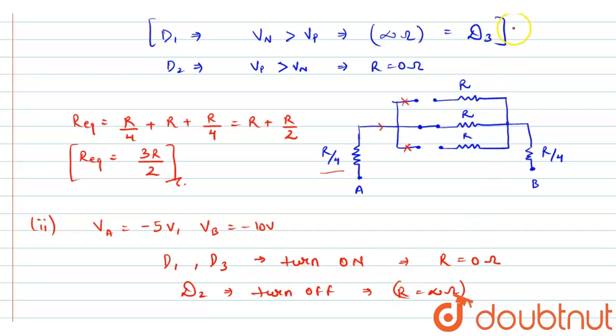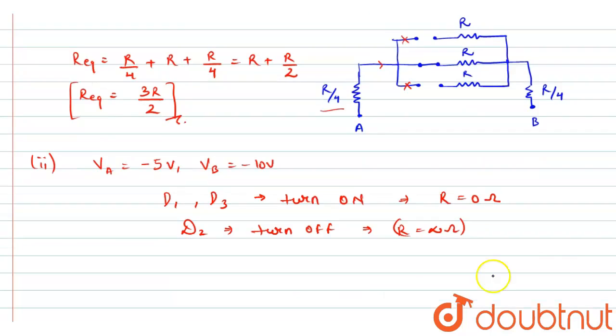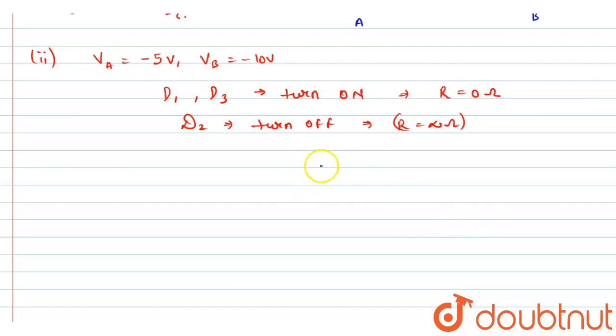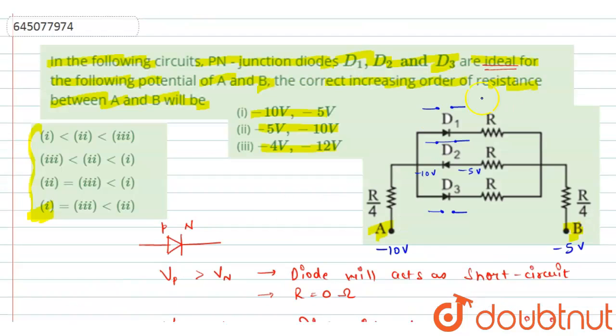Okay. So let me again redraw the circuit here. We have the resistance R by 4 ohms connected with the three parallel resistance branches. We have D1, D2 and D3. See in the figure, we are having minus 5 volts at A side and minus 10 volts at B side.